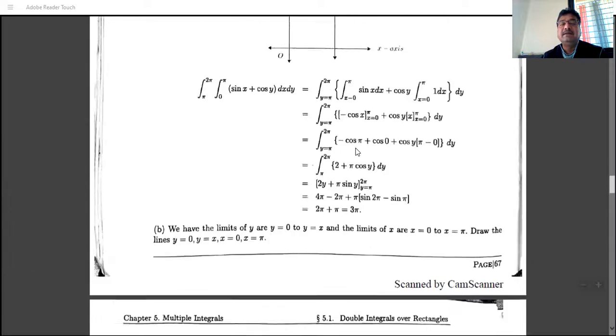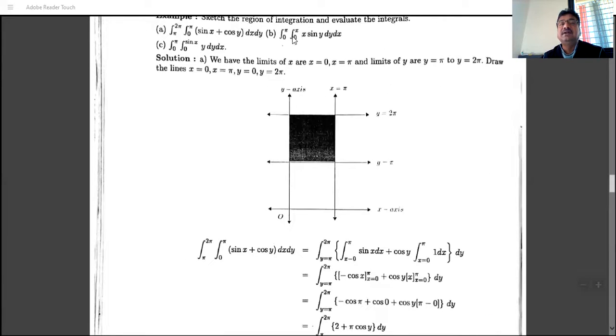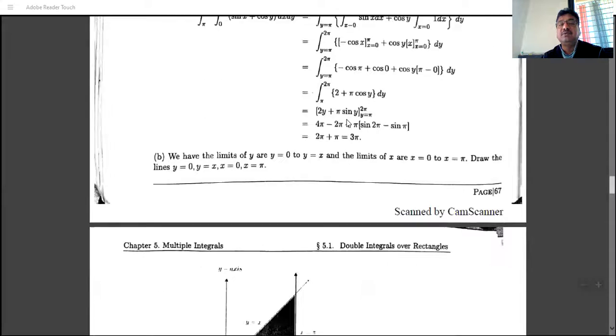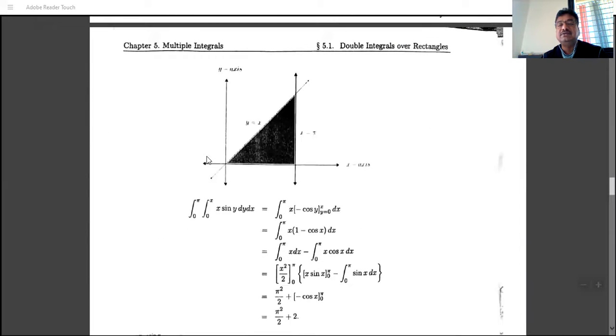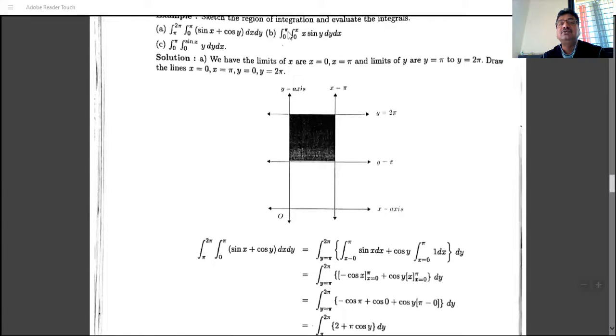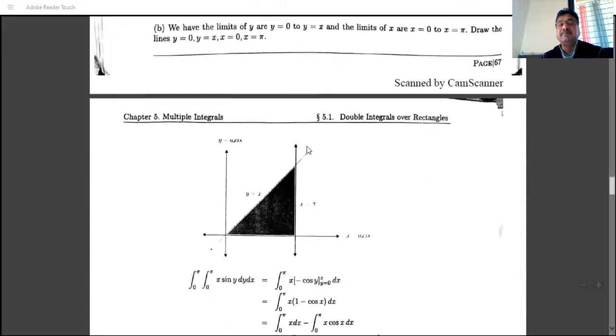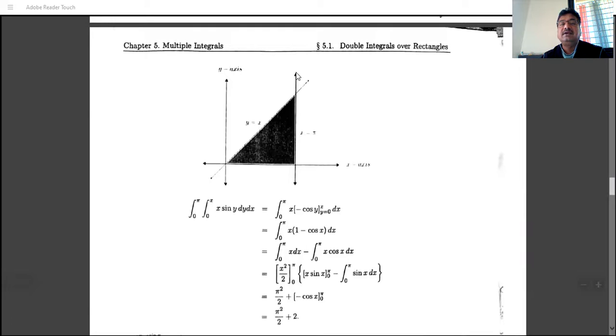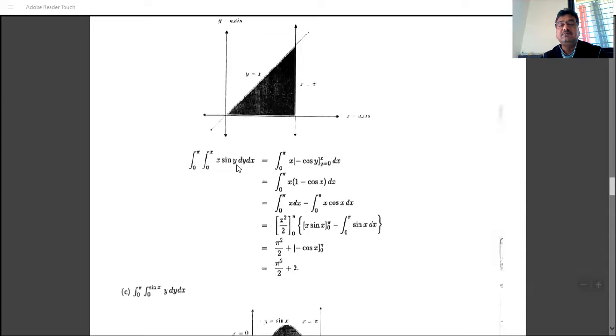Similarly, the next problem is to draw the lines y is equal to 0, y is equal to x. So y is equal to x like this, y is equal to 0 means x axis, x is equal to 0 means y axis, and x is equal to pi is this line parallel to the y axis, and this is the region of integration. And then integrate with respect to y first, because we cannot integrate with respect to x first without changing the limit. If I have to change the variable, then consider a strip parallel to the x axis.